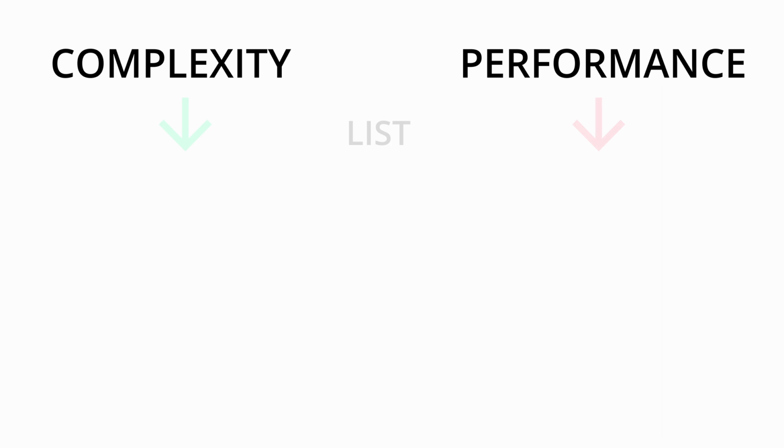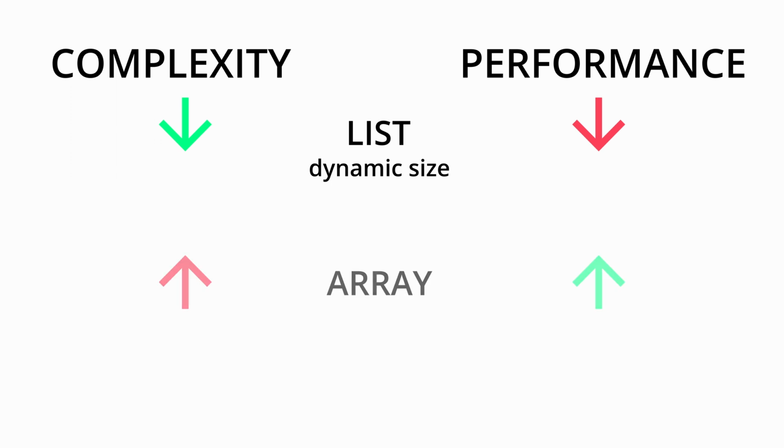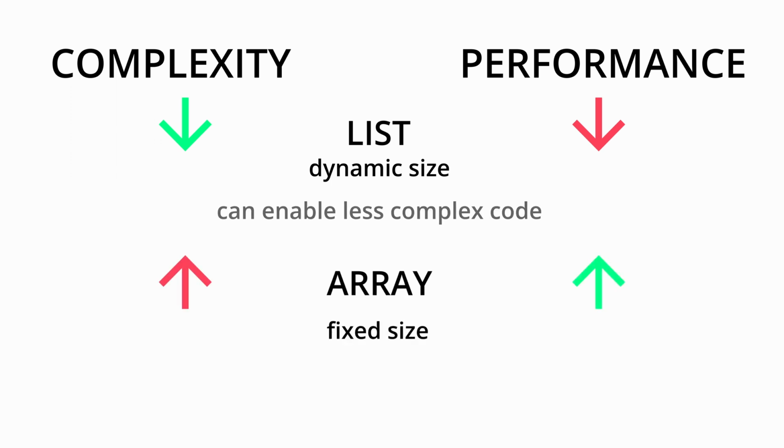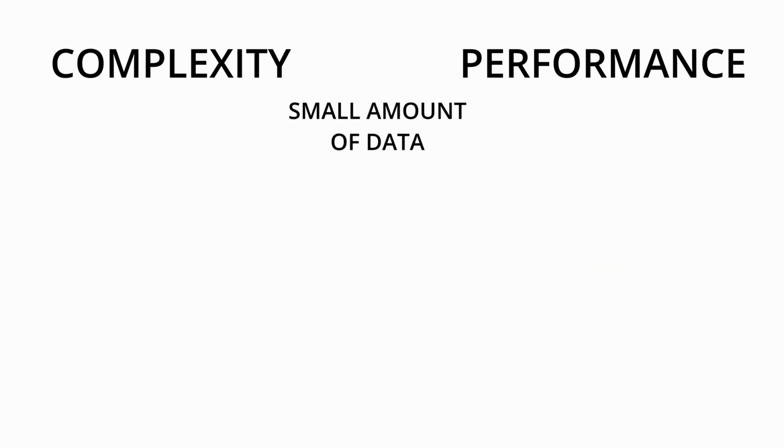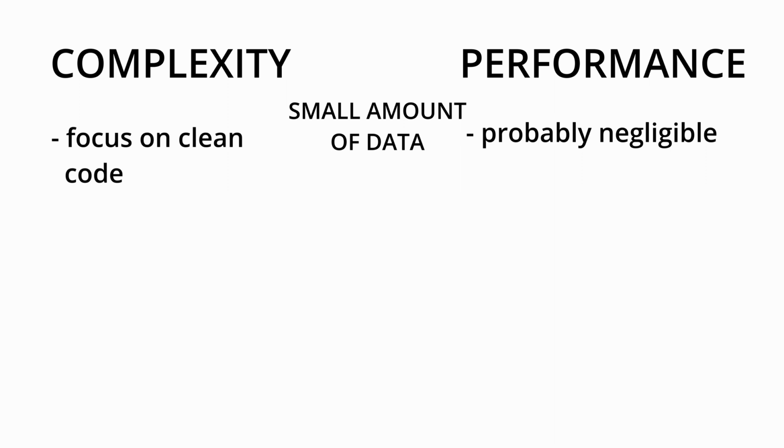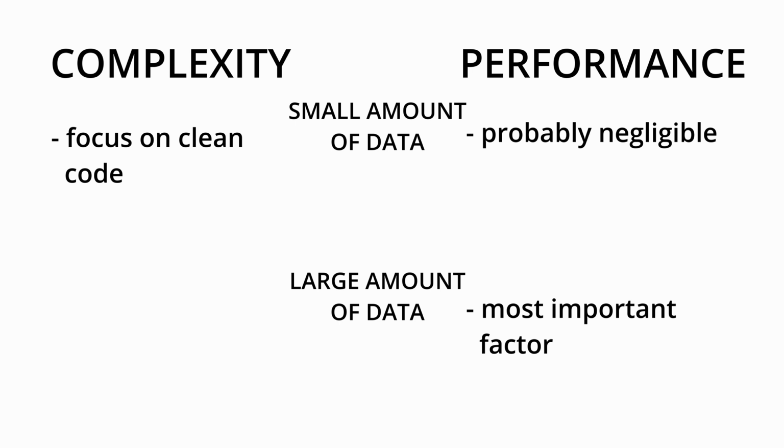For example, when you use a list you get lower performance than with an array, but you can dynamically increase and decrease the size of the list, unlike the array which has a fixed size. This can result in easier to understand code. If you are working with small amounts of data, the performance aspect often is negligible, and you can just focus on writing cleaner code. But if you are working with large amounts of data and you need your code to be scalable, you might have to write more complex code to get the most performance possible.